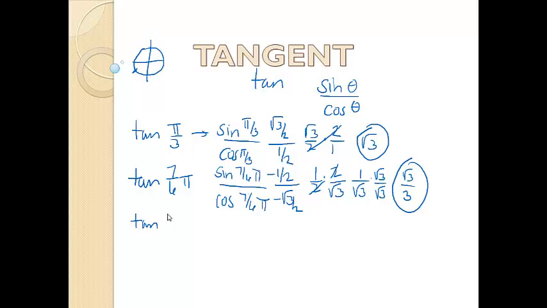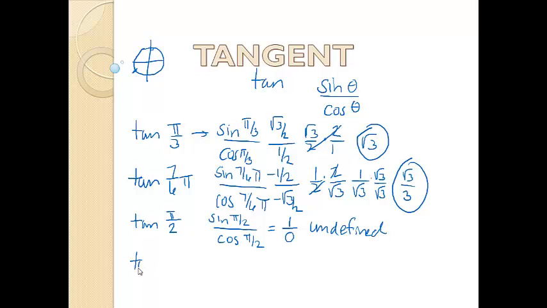Let's say I have the tangent of pi over 2. That's going to be the sine of pi over 2 divided by the cosine of pi over 2. Pi over 2 is up here, so the sine, the y value up there, is 1, and the cosine is the x value, which would be 0. 1 divided by 0 is undefined. So the tangent of pi over 2 is undefined.